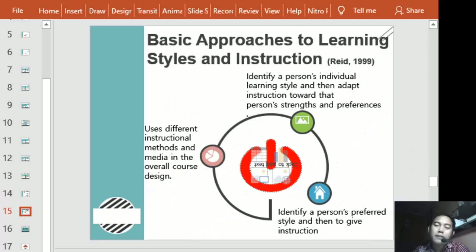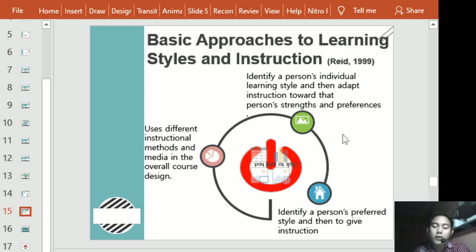And then there are three basic approaches to learning styles and instruction. The first approach is to identify a person's individual learning style and then adapt instruction toward that person's strengths and preferences. A profile of the learner can be developed using several different learning style instruments. The second approach is to identify a person's preferred style and then to give instruction aimed toward the opposite preference in order to strengthen the student's weaknesses. There is considerable controversy involving this method. Use it with caution.